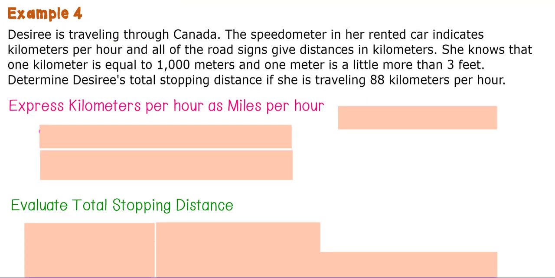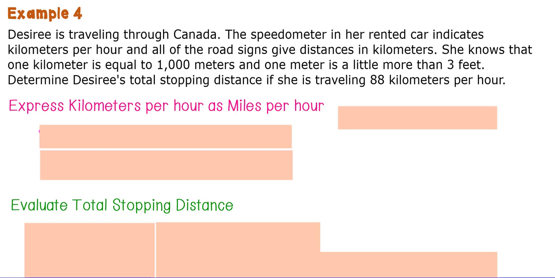All right, last example. Desiree is traveling through Canada. The speedometer in her rented car indicates kilometers per hour, and all of the road signs give distances in kilometers. And she knows that 1 kilometer equals 1,000 meters, and 1 meter is a little more than 3 feet. Determine Desiree's stopping distance if she's traveling at 88 kilometers per hour.